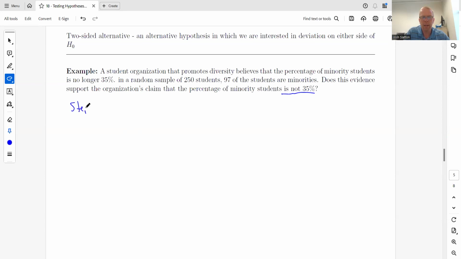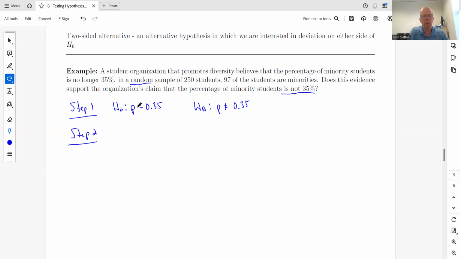Following the same steps, and we'll probably skip checking the conditions, but step one, state hypotheses. The null hypothesis is that P is 0.35. The alternative is that P is not 0.35. So there are our hypotheses. Step two, and we'll go through these quickly. We do have random samples, so the random condition is met, and independence is met.